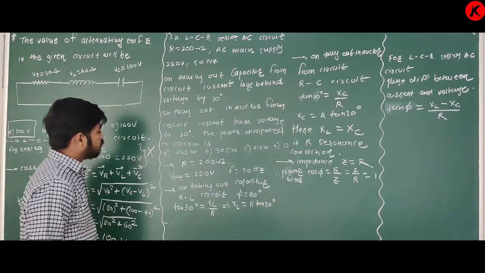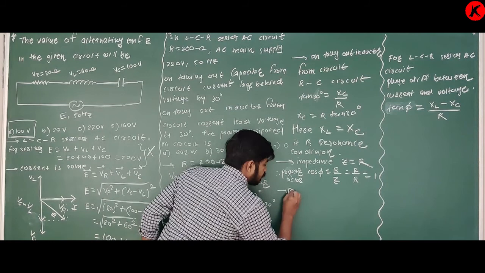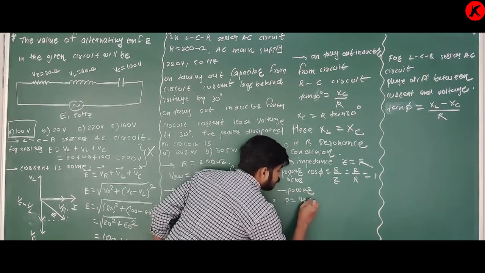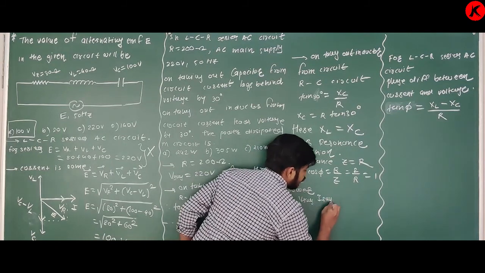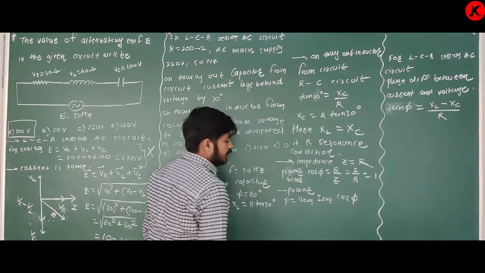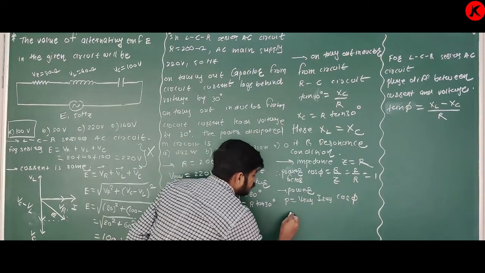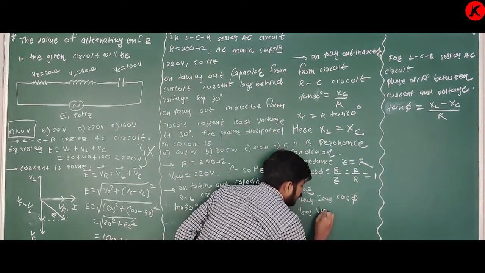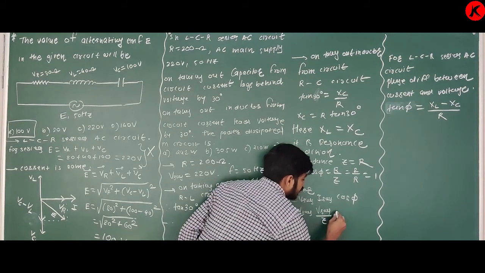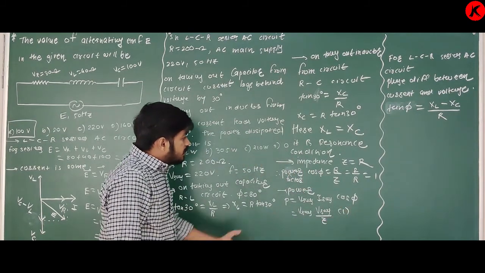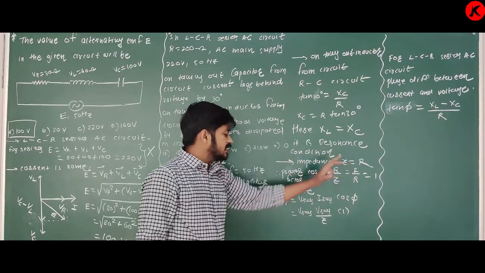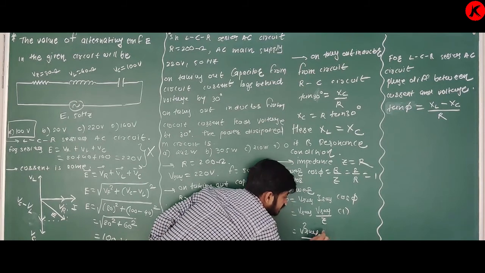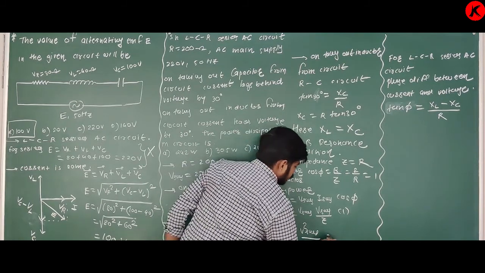We have to find the power dissipated in the circuit. So power P is equal to, we know the equation, Vrms Irms cos phi. Irms means Vrms upon Z, and cos phi here is 1. But we know that at resonance Z is equal to R, so it is Vrms squared upon Z, replaced by R.